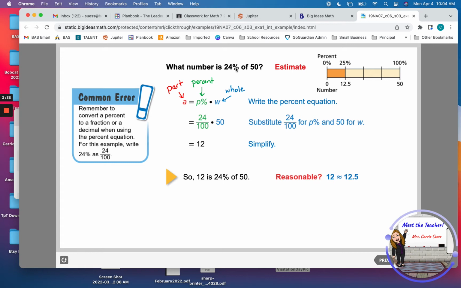Oh, so you can do cross multiply? Yeah, so you would do 24 and 100, because 50 would be over 1. You got to think about that. So it'd be 50 times 100 divided by 24. That's fine too. Either way works.